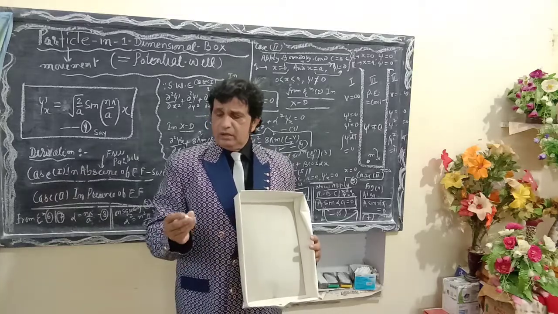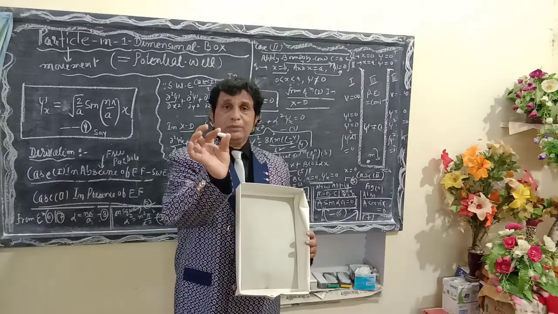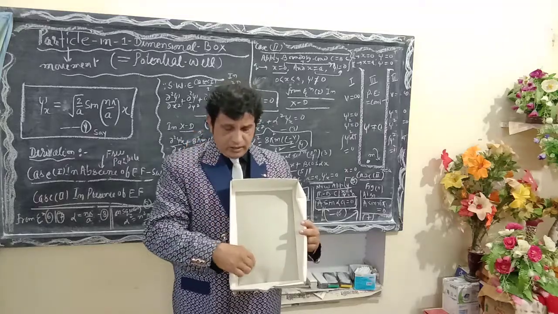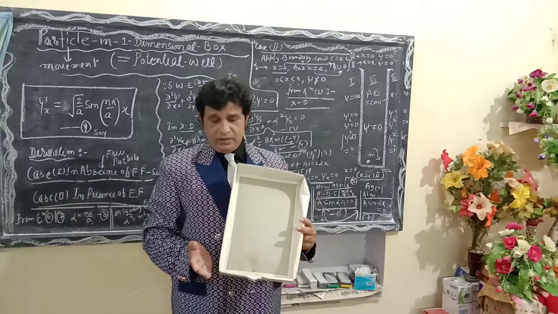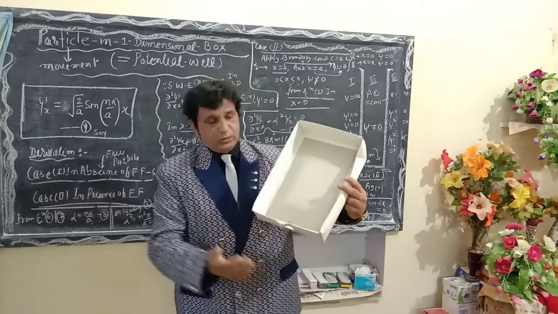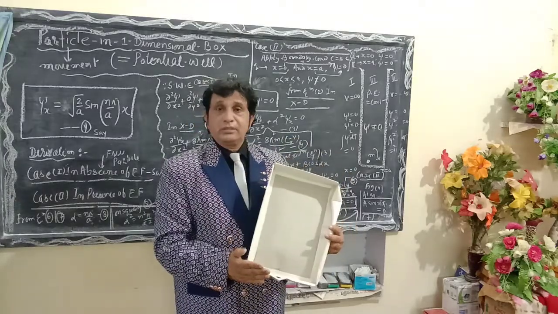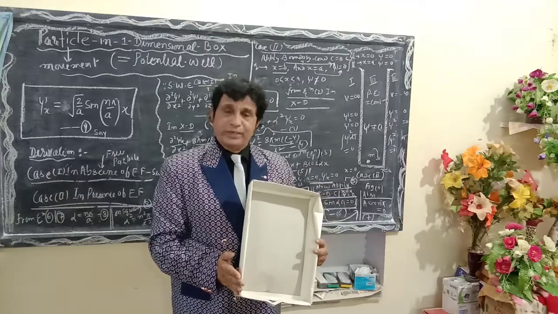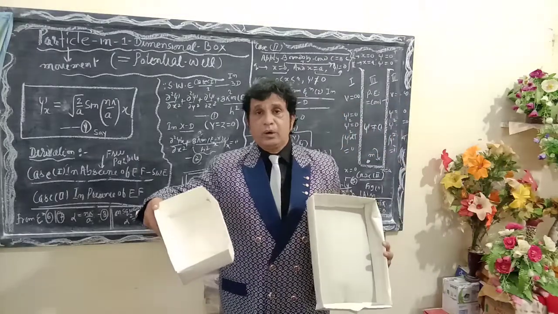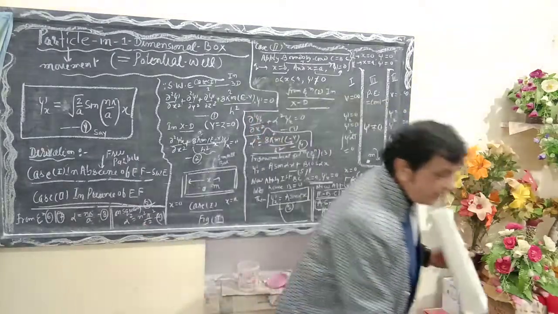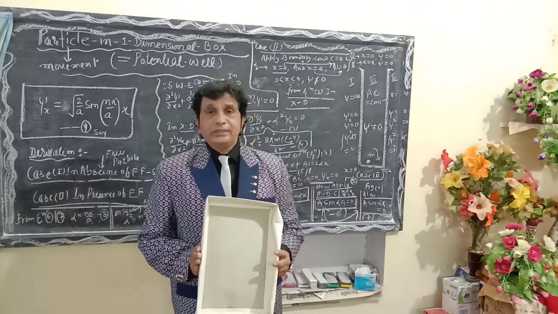Now let us put down a small particle having mass small m. This small particle is now accelerated between x equals 0 and x equals a. This large box acts as the role of a potential well here. This small box shows the condition in the absence of an electric field, and this big box acts as a potential well here.